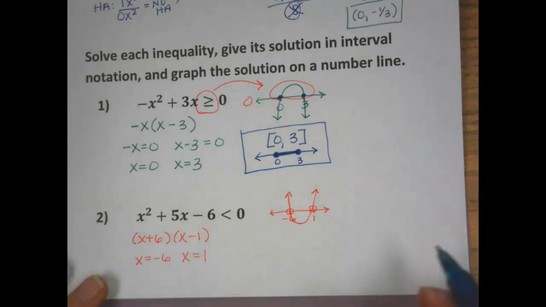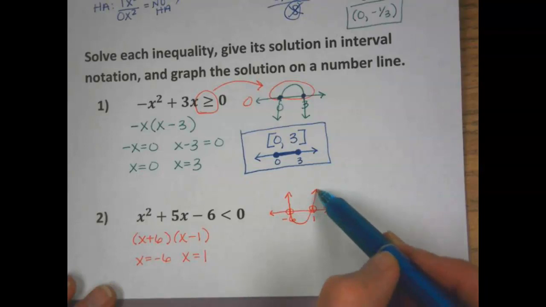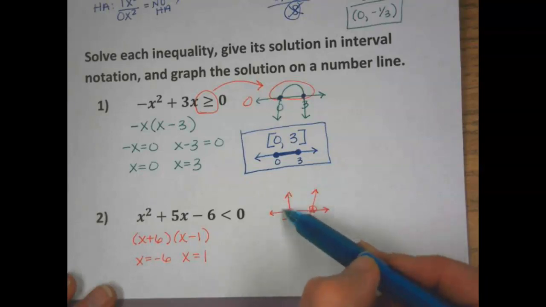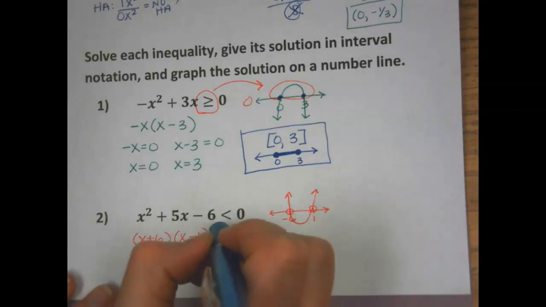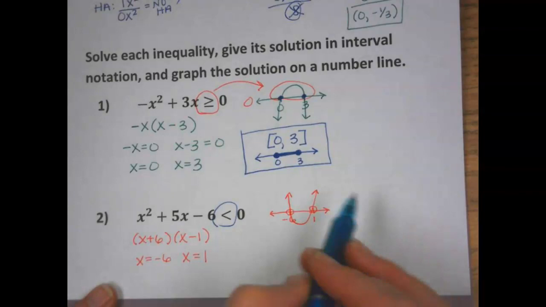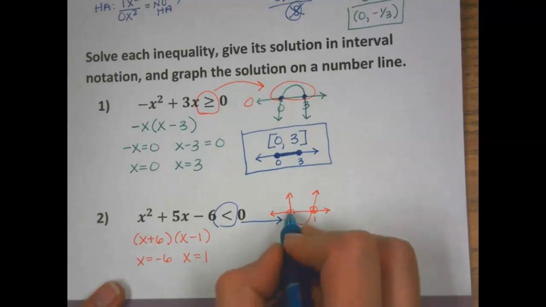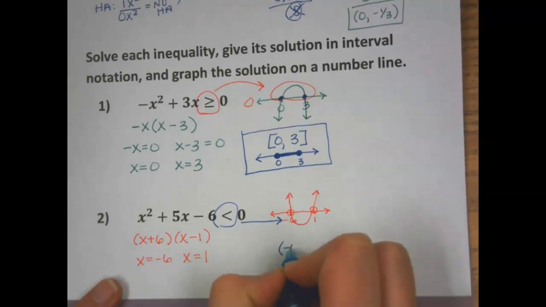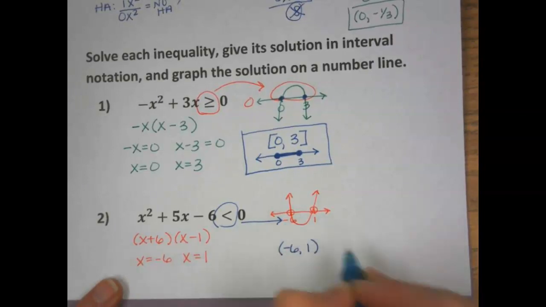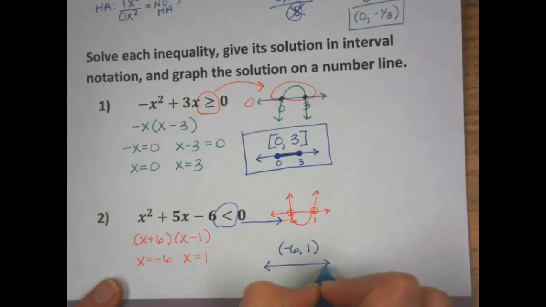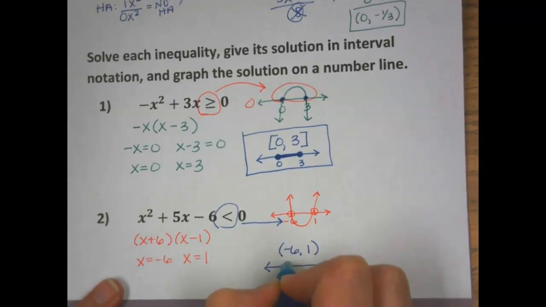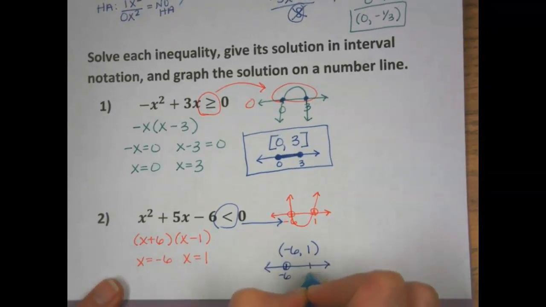Okay, so we need to know, do we care about the top portion of the graph or the bottom? The top represents greater than 0 and the bottom represents less than 0. This says less than 0, so it wants us to select the bottom. So to describe that bottom portion in interval notation, we have an open circle, so parentheses, negative 6 to 1, parentheses. To put it on a number line, we'd say negative 6, open circle, 1 with an open circle, and we would shade in between.